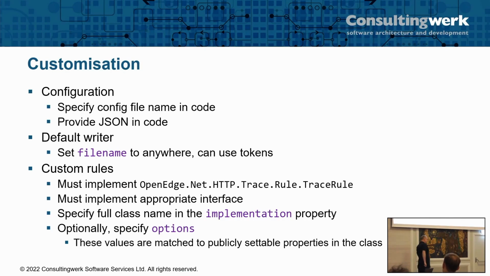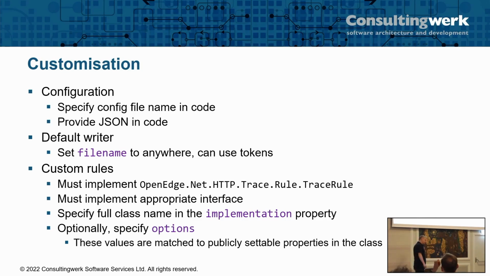On the default file writer, you saw there were tokens in there. We can change the file name to point to anywhere, right? So if you don't like the file location, it can be hard-coded. You can have the same file overwritten every time if you want. I'm not sure why, because you could use the classic stuff. But you can specify where you want that to go. So that's kind of the shipped stuff, and that's how you customize it.